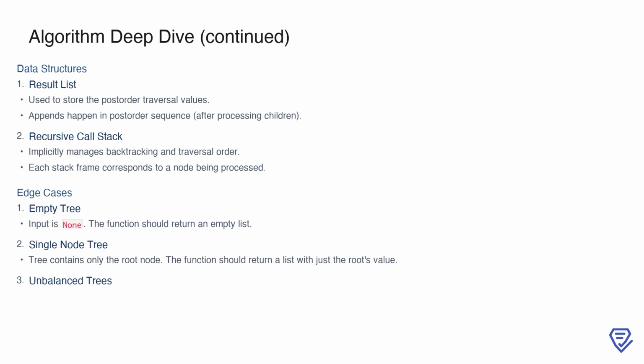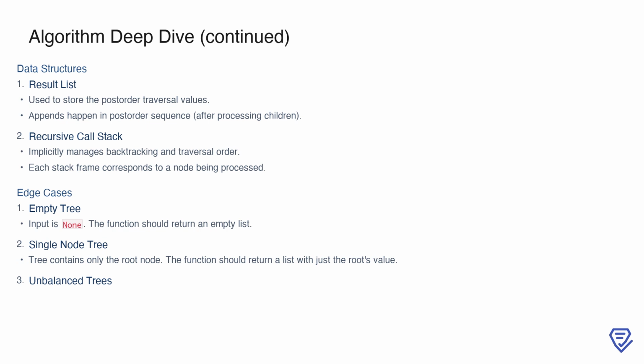To implement the algorithm, we rely on two main data structures. First, we use a result list to store the node values in postorder sequence. This list is updated as we traverse the tree, with values being appended only after all children of a node have been processed.